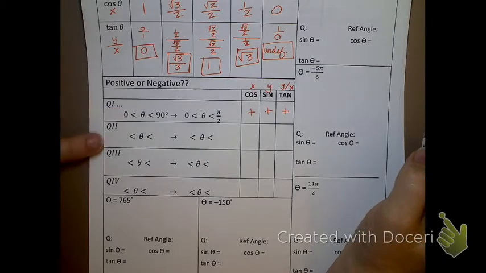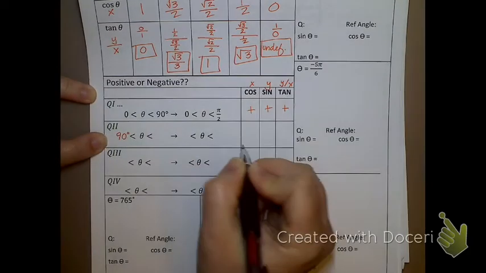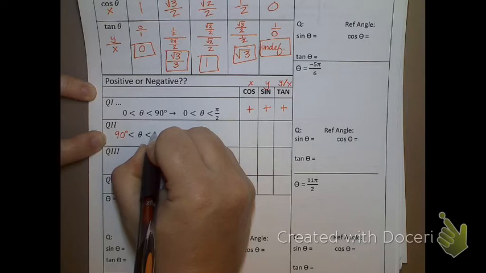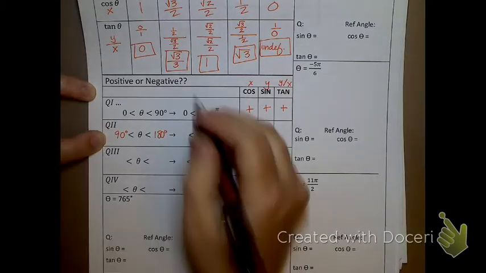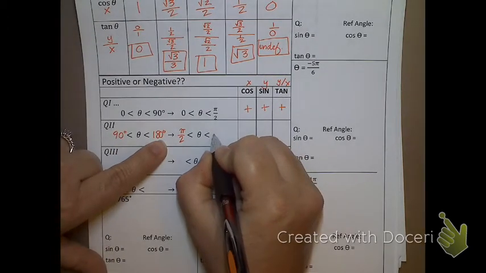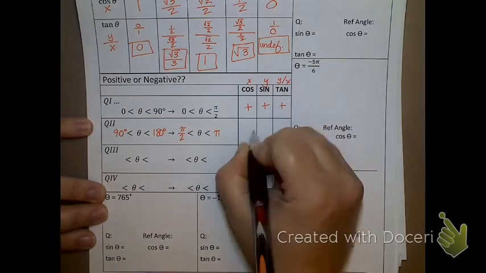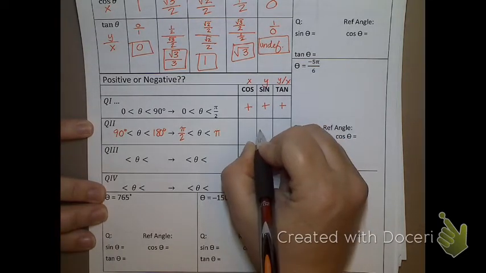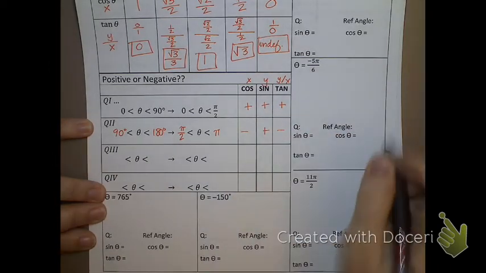Okay? What would I say for quadrant 2? Quadrant 2 goes from 90 degrees to what? Where does quadrant 2 end? 180. So if I wrote that in radians, I know 90 degrees is pi over 2, because that's the end of quadrant 1, to what is 180 in radians? Pi. So in quadrant 2, what is positive? S, right? That's the S quadrant. So sine is positive, everything else is negative.